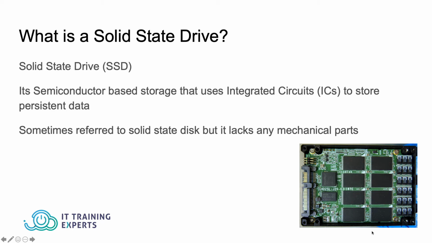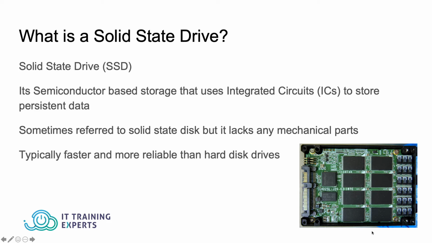And so that's probably the first and most important distinction between the solid-state drive and the hard disk drive: a hard disk drive uses mechanical parts. We talked about it. It has an actuator, it has a motor, it also has a platter. And in fact, the term solid state disk is technically inaccurate because there's no disk inside of a solid state drive. It's typically faster and more reliable than a hard disk drive, and that's primarily because it lacks those mechanical parts.